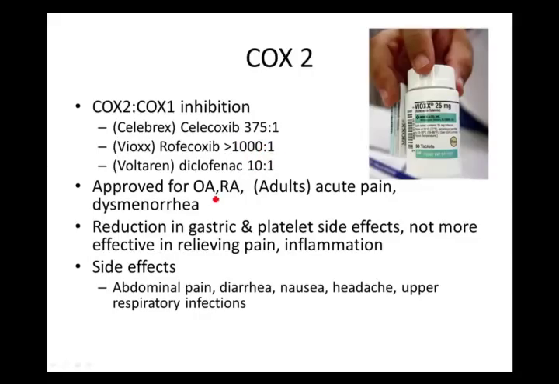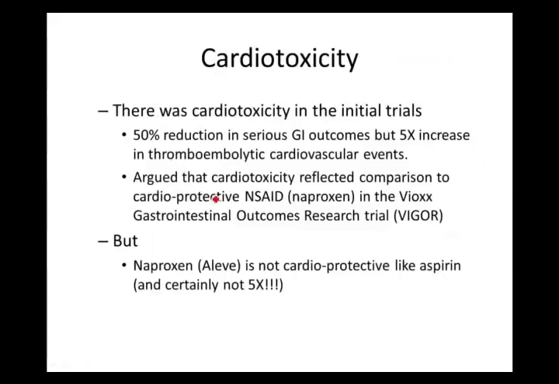Okay, and so these drugs were originally approved for osteoarthritis, rheumatoid arthritis, acute pain, cramps, and we found that there was a reduction in gastric and platelet side effects. This is great. Okay, but there was cardiotoxicity, and this cardiotoxicity was not reported in the initial trials. So this was kind of crossing the line, so to speak. The next couple of slides has this expanded.